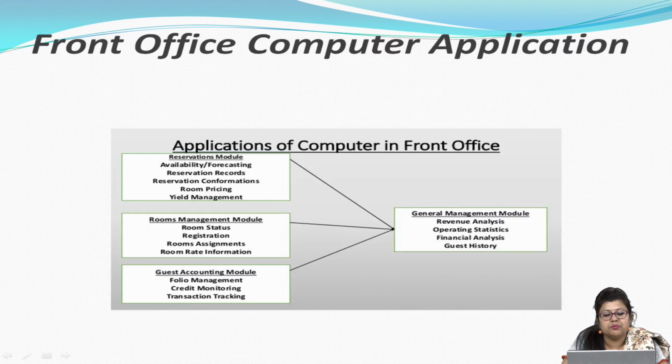This is a front office computer application where it is used. It's diagrammatically shown. Reservation module is there: availability and forecasting, keeping the reservation records, reservation confirmations, room pricing, yield management. Then the journal management module is there: revenue analysis, operational statistics, financial analysis, guest history. Rooms management module: room status, registrations, room assignments, room rate information. Next is the guest accounting module: portfolio management, credit monitoring, transaction tracking. These are all the applications in which the computer is being used.